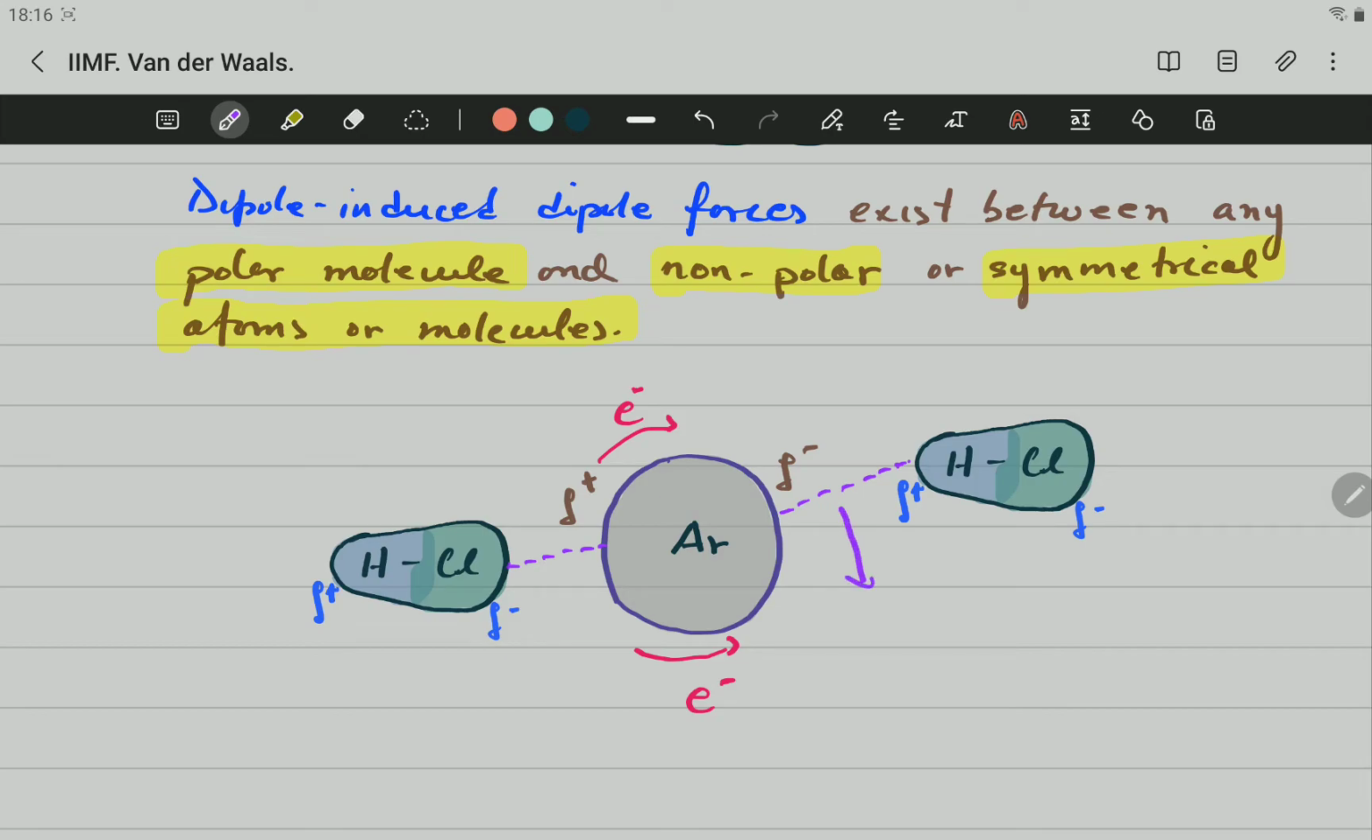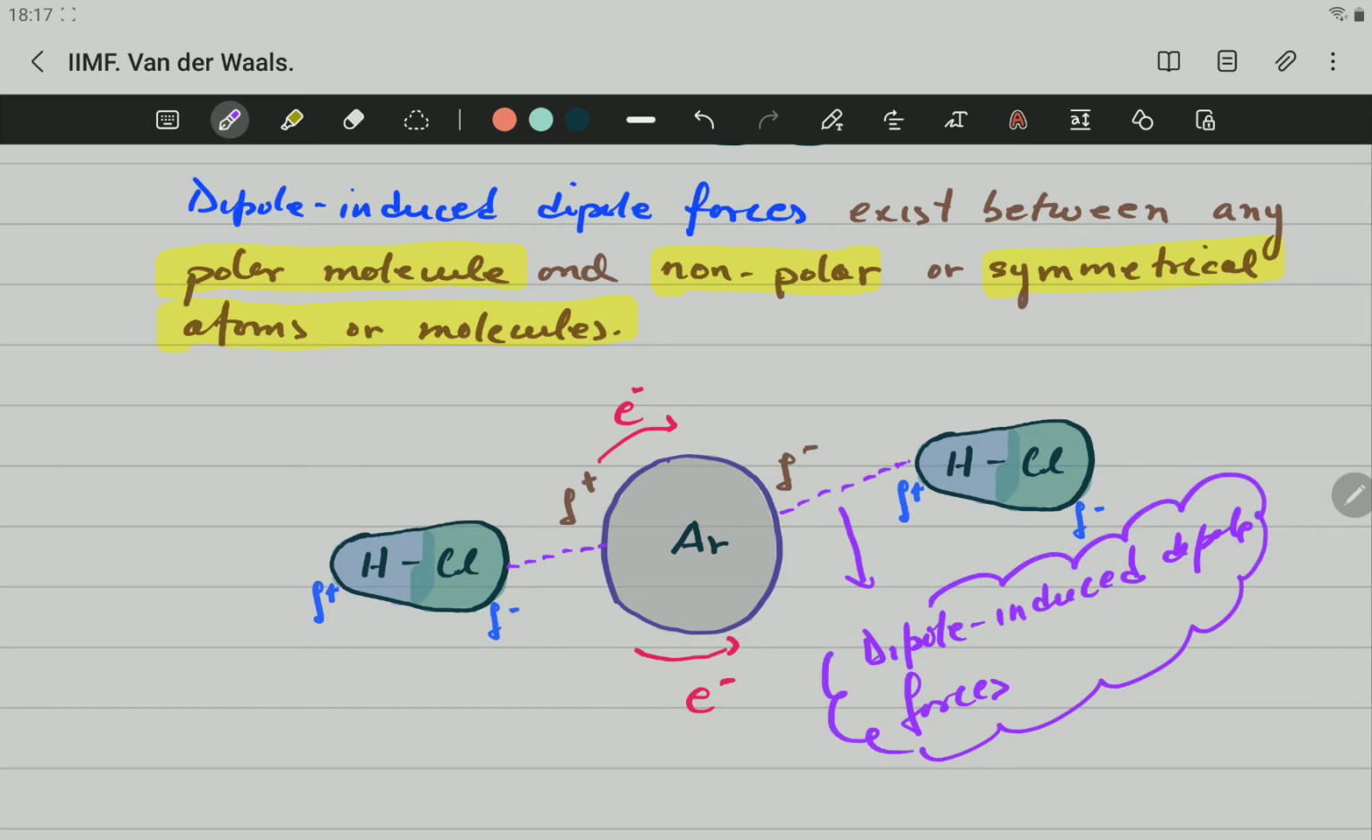This here is what we call dipole induced dipole forces. These are the forces between a polar molecule, in this case hydrogen chloride, and a non-polar molecule or atom, in this case argon. So that is the dipole induced dipole. This hydrogen chloride is producing a polar molecule in argon. And those forces that keep those two substances together are what we call dipole induced dipole.